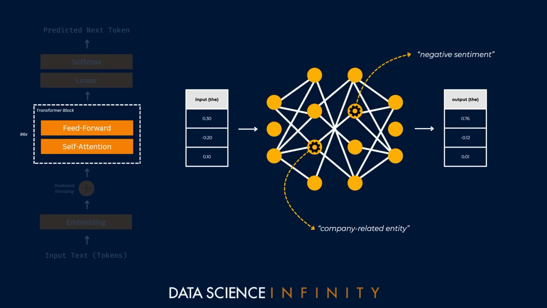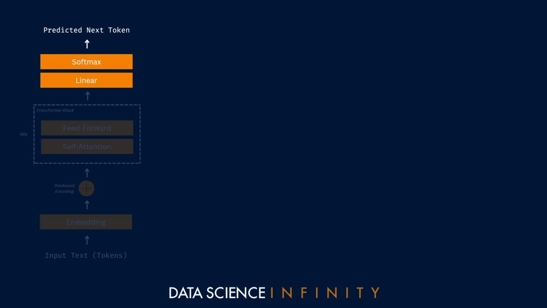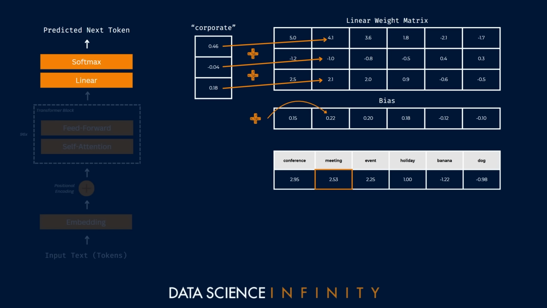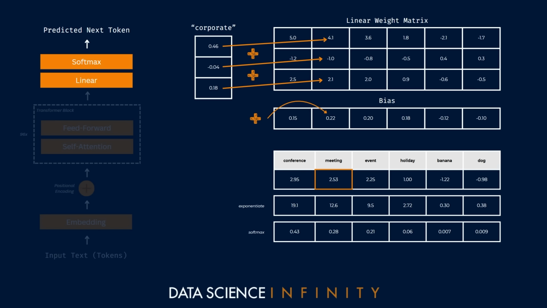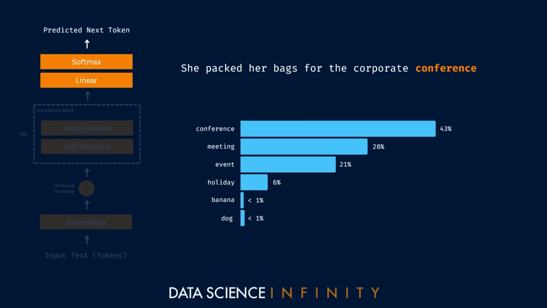With the data having passed through a series of these transformer blocks, we move on to the final part of the process, inference or prediction. Here, the model only needs the last token's vector. For our example, that was corporate. That vector is passed through a linear layer that projects it back up into the full vocabulary space, producing one score for every possible next token. To ensure that all values are positive, we exponentiate them, and then we apply the softmax function to convert the scores into probabilities. The model can then use this information to pick the most likely next token for the sequence.